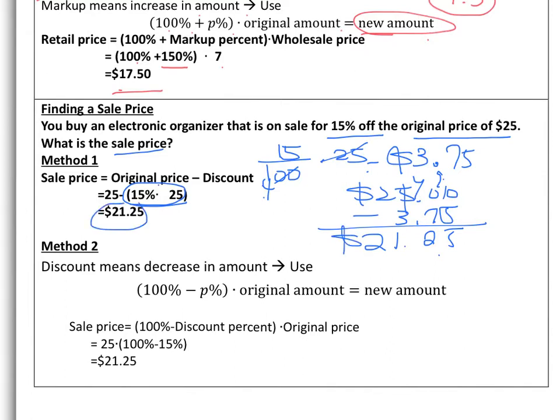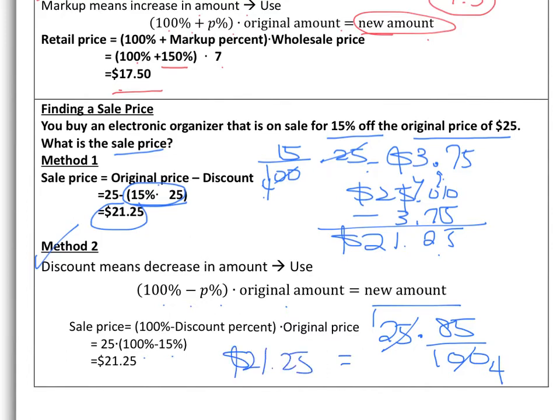So $21.25. Method 2, I prefer this method over the first method, was just to take 100%, subtract the discount of 15%, multiply by the original amount to get the new amount. So 100% subtract 15% is just 85%. So 25 times 85 over 100. And then we can simplify. And you would also get $21.25.